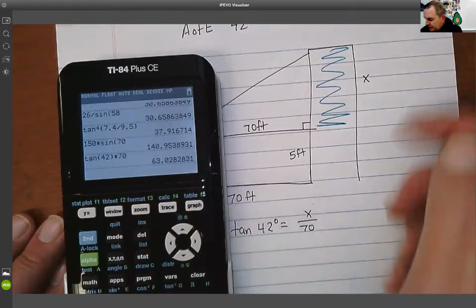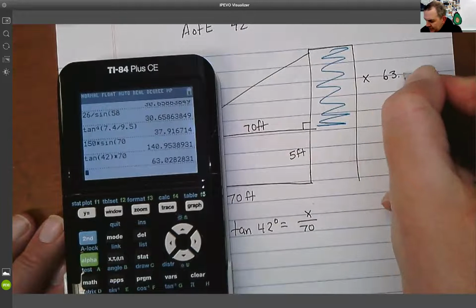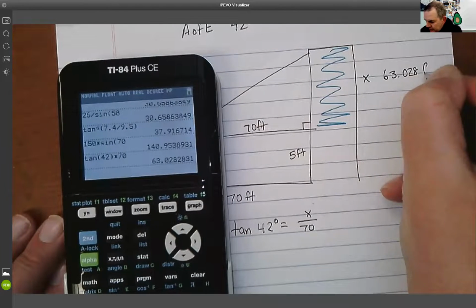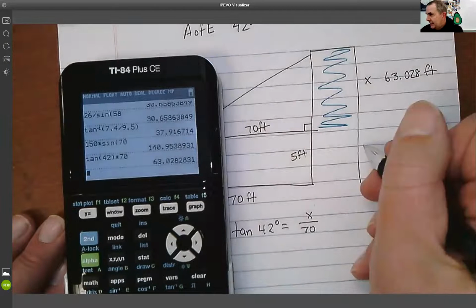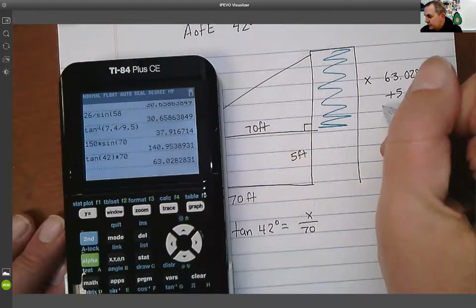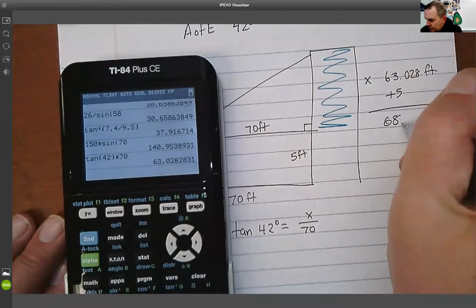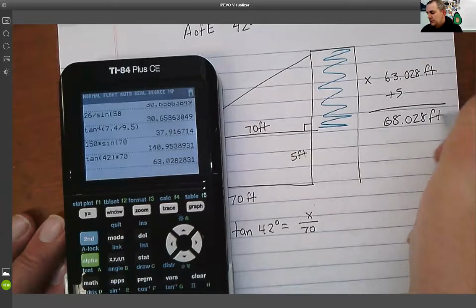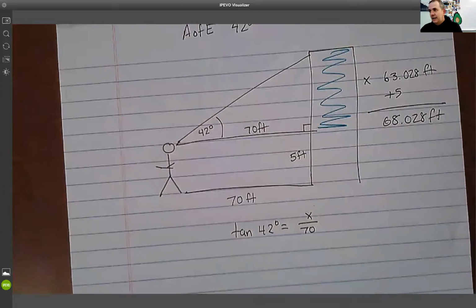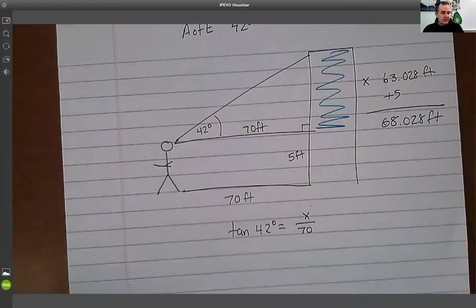So that's going to tell me that the building from my eye line is 63.028 feet tall. But I need to add that extra 5 feet at the end. So this building is really 68.028 feet tall, because of the 5 feet from my eye line. So that's kind of our special case. Just keep track of that because it does pop up from time to time. So that is what we talked about today. We're going to jump into law of sines on Tuesday's class.